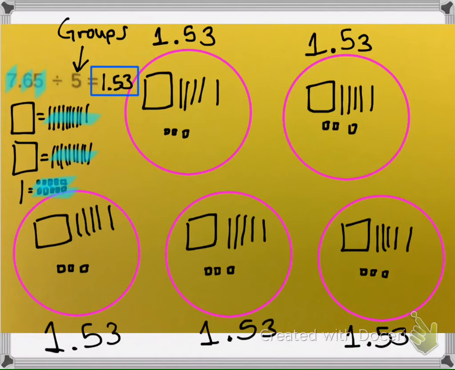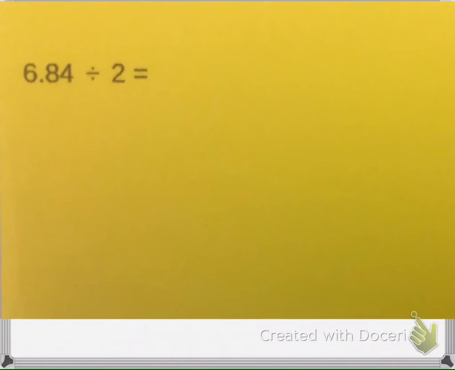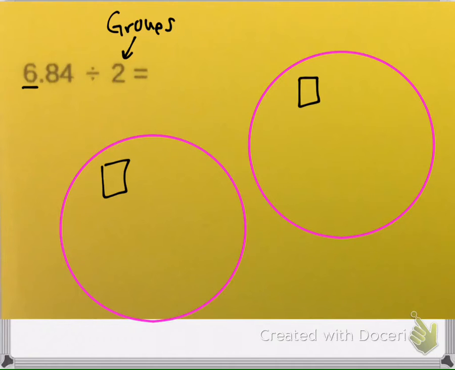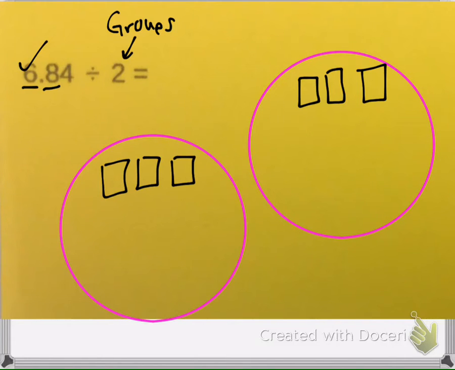Okay, so that's number 3. And now we do number 4. This one is really easy because we only have 2 groups. So because we have 2 groups, all we have to do is divide them out into equal parts. So we'll start with 6 wholes. So that means that each group ends up with 3 wholes. And then in the tenths place, I have 8 tenths.